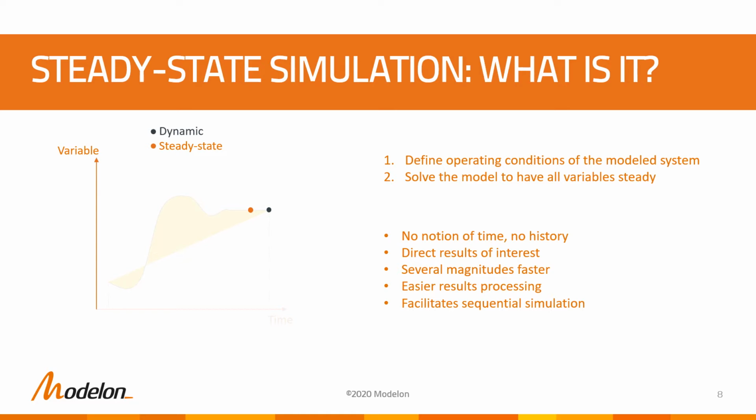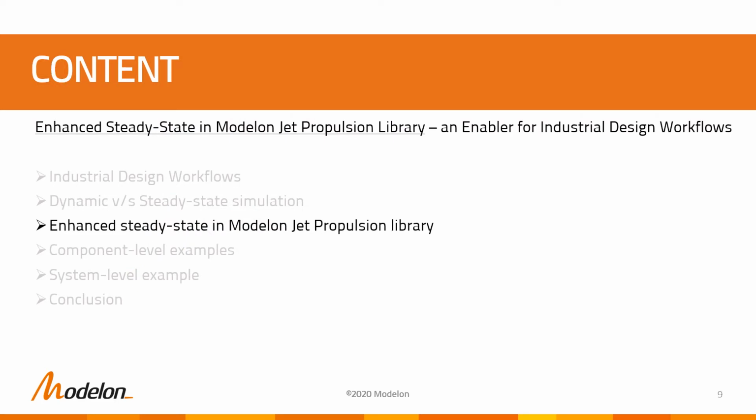This brings lots of values, such as a simulation that is several order of magnitudes faster than dynamic simulation. It is easier to process the results, as only the point of interest is computed, and this facilitates the creation of sequential simulations to fit engineering workflows. It is now time to present how Modelon's Modelica compiler, combined with the addition of physics-based solving in Modelon Jet Propulsion library, enables robust steady-state simulations.